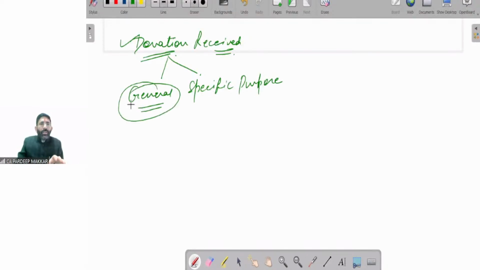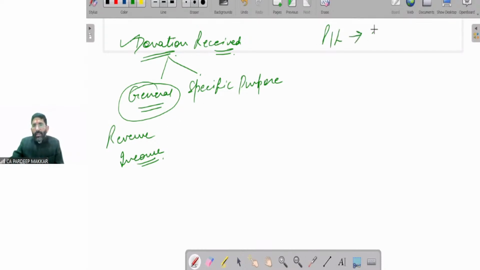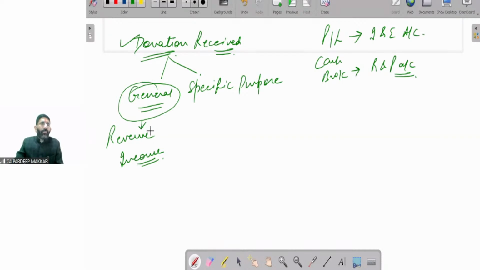So if general donation is there, this is a revenue income. Revenue income means it will go to the profit or loss account. And we know that in this case, the profit or loss account is named as income and expenditure account, and the cash book is named as receipt and payment account, beta. So general donation will always be entered as a revenue income.